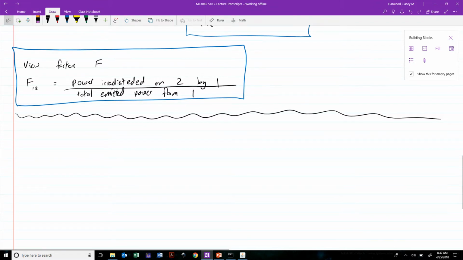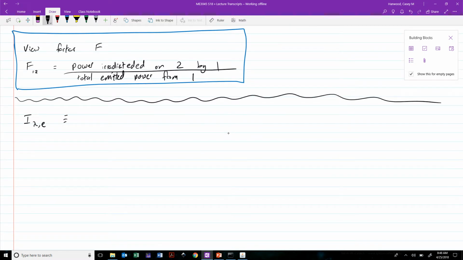So we talked about before this idea of emissive intensity. We said that there's this term I lambda,E, which was the power radiated in a particular direction per unit solid angle per area of the emitter at a specific wavelength. So this was sort of like a description of the way that the power was concentrated as it goes out. There's also such a thing as irradiation intensity. So this is emission intensity, and we talked about this in detail in the last lecture. There's also irradiation intensity, which similarly describes the way that incoming radiation can vary with direction and wavelength.